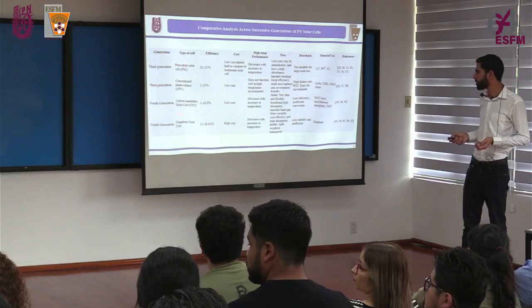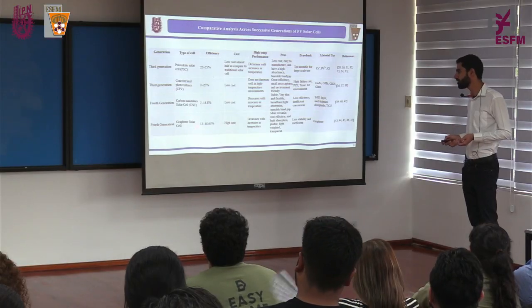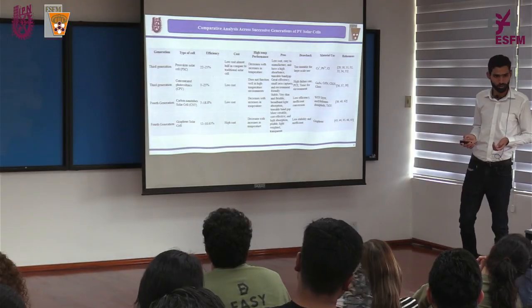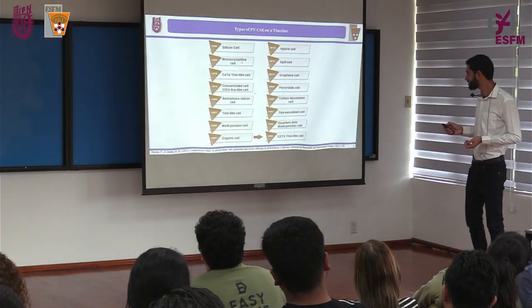And for this, we introduce other types of solar cells as well. For the fourth generation, we have carbon nanotube and graphene, but we have low efficiency with these types of devices. Okay, so this is the timeline.